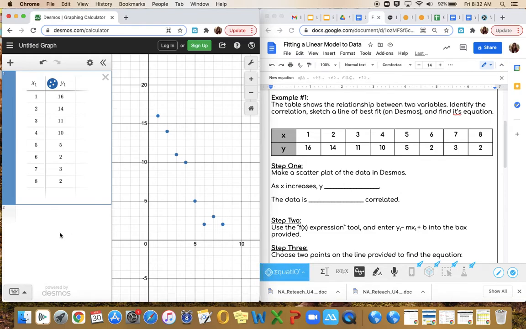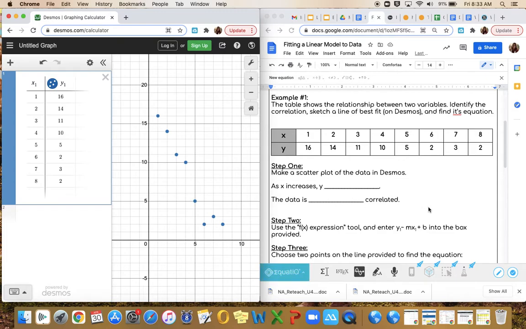Okay, so that right there is our scatter plot, and you're probably already noticing some things. Well, first of all, as our x increases, what do we notice about our y? Well, I'm noticing as x increases, so I'm going along the x-axis, my y goes from 16 to 14 to 11 to 10 to 5, etc. So my y is decreasing. So as my x increases, my y decreases. So that means that this data is negatively correlated.